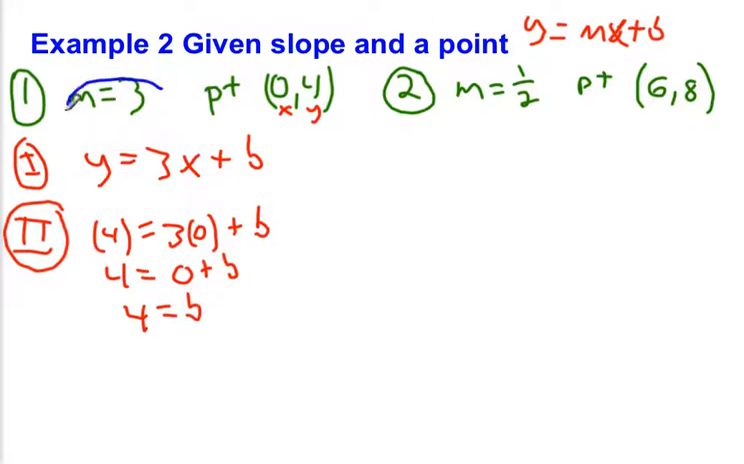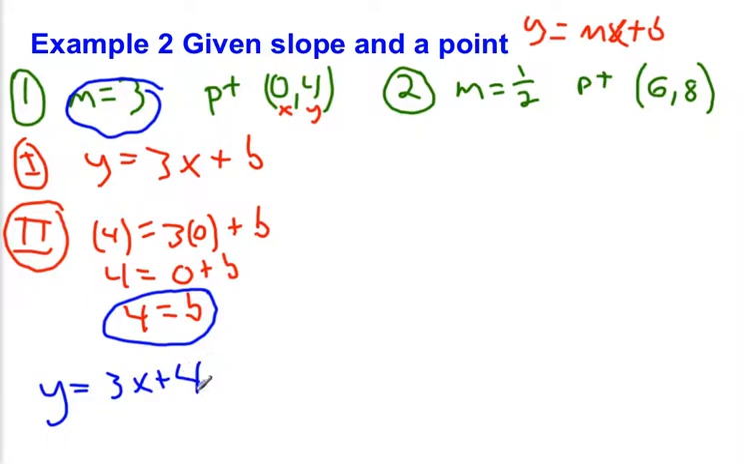And there we have it. We have our slope given up here. Slope is 3, and our y-intercept is 4, and now we're just like the first example where we're given slope and y-intercept. So y equals 3x plus 4, and we're done. So let's try another one.